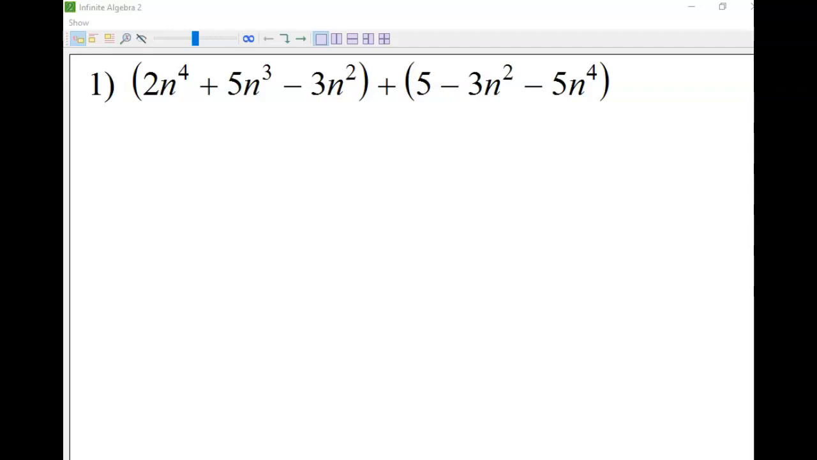Okay, so guys, this particular worksheet here is all about adding polynomials, multiplying polynomials, factoring polynomials. So it's a polynomial day.